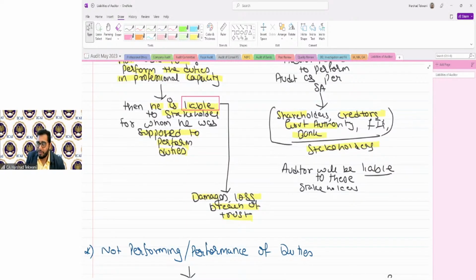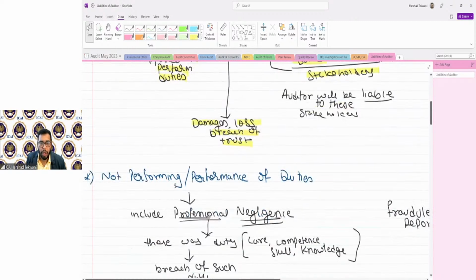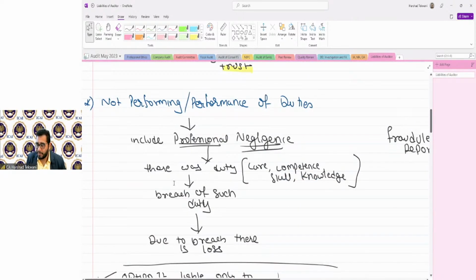Now, when I talk about non-performance of duties, it is generally called professional negligence. You will see that particular term being used throughout this lecture, professional negligence. There are three types of professional negligence. One, negligence related to existence of duty and responsibility: I was supposed to take a certain degree of professional care and competence, but I did not.